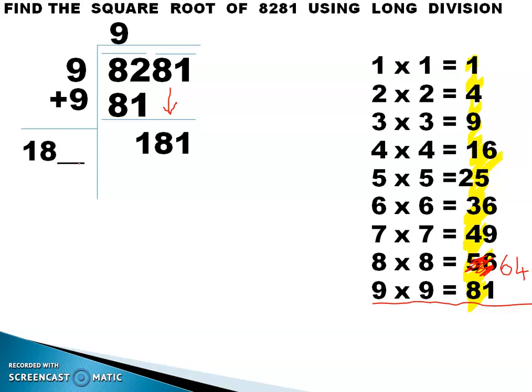Now, you are going to find a number which you can write here. How will you find that number?